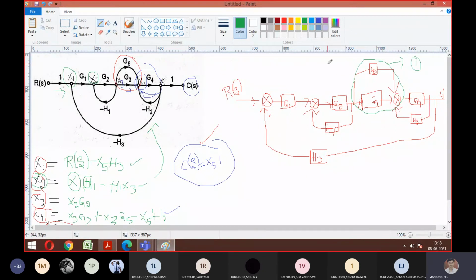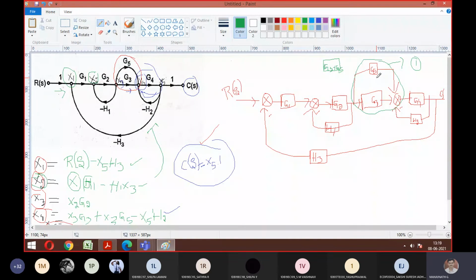So this block can be reduced to one block called parallel. Means what? What should you do? Add. So this becomes G3 plus G5. Along with me, I want you to write a new diagram in such a way that you can get a transfer function, because we want to compare and judge whether you get the same answer or not. So G3 plus G5 is the step number 1 answer.